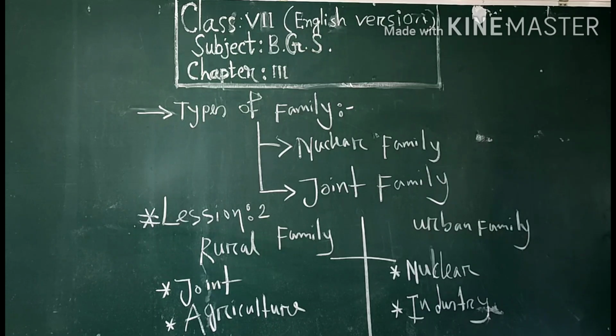In the real sense, in urban areas, most of the people love to form nuclear families. On the other hand, you have to know the definition of joint family. A joint family is a family where the grandparents, father, mother, uncle, auntie, and other children live together. Actually, in rural areas, joint families exist.